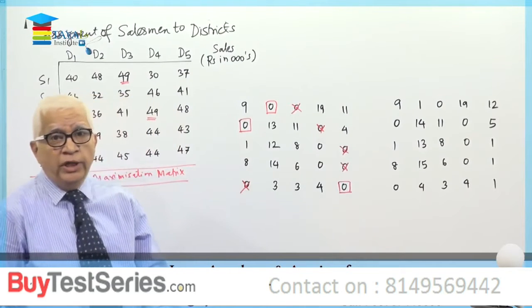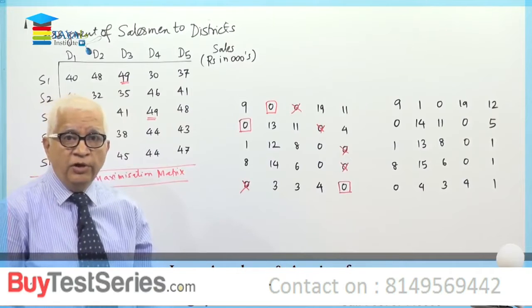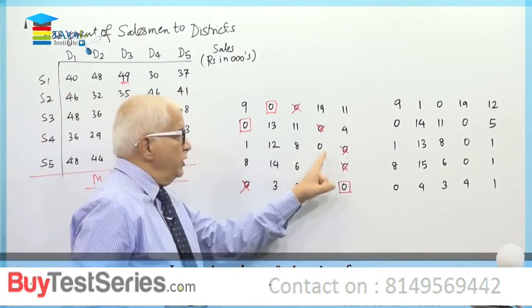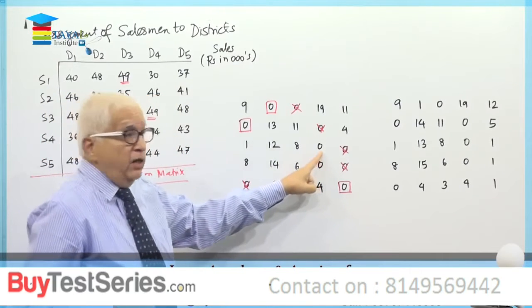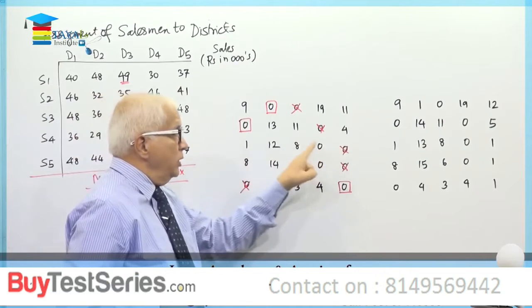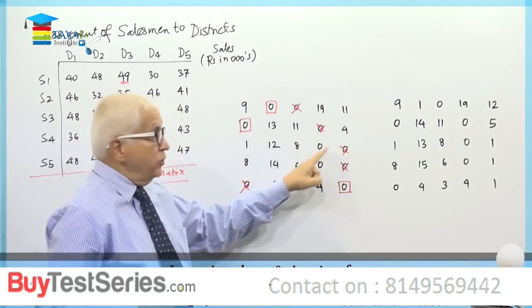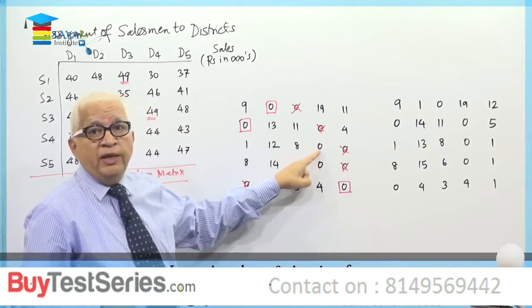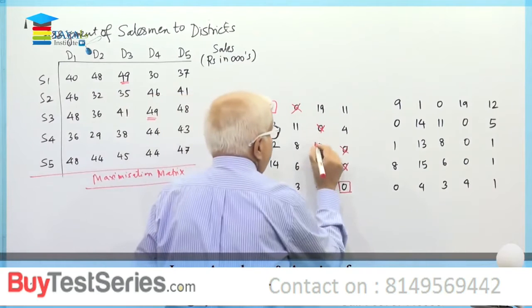Is any one of them unique? I examine once again from top to bottom, left to right. The first 0 which I will see is here. Now look at this 0. Is it unique in the row? Yes, because this is cancelled now. So this has become unique in the row. So I must make an assignment here. So I make an assignment.